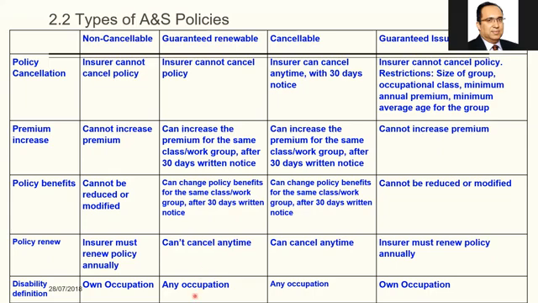And here, the definition of disability is any occupation. So if the disabled person can work in any occupation for which they are suited, then they cannot get the disability payment. So it's more difficult to claim in this type of guaranteed renewable. For example, when the person can work in a lower level job or something else, they cannot apply for the policy.